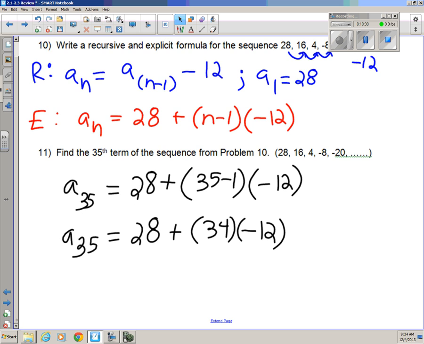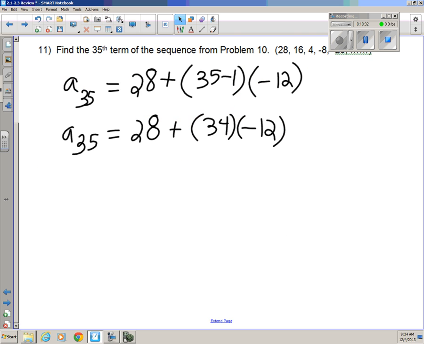I'm not going to bring the calculator up. I think you should be able to do this on your own or just kind of trust that we've got this right. What ends up happening again is if I keep going, this becomes 28. So what I'm going to do is the whole thing. So a of 35, when I type in 28 plus 34 times negative 12, you get an answer of negative 380.